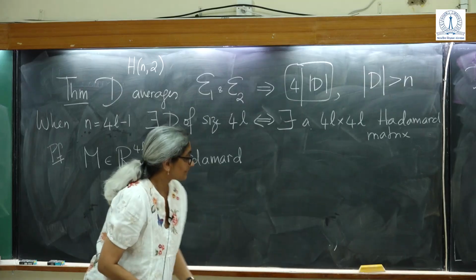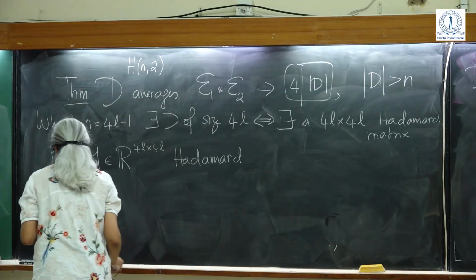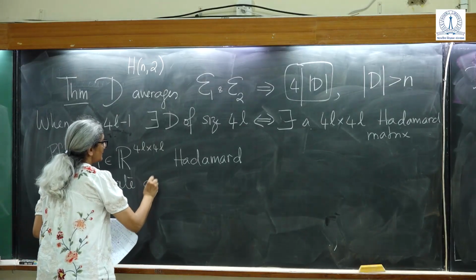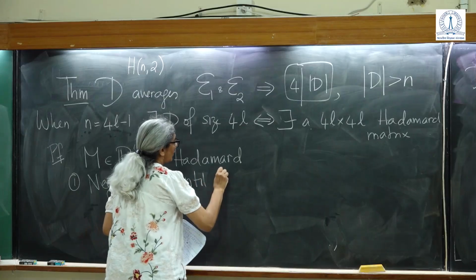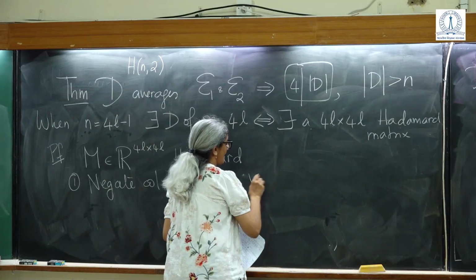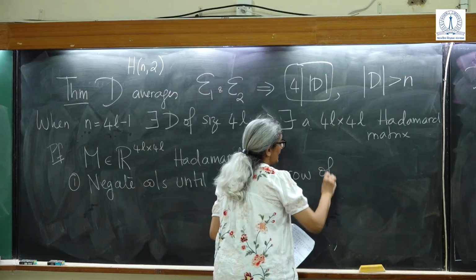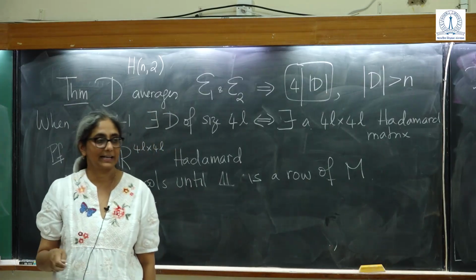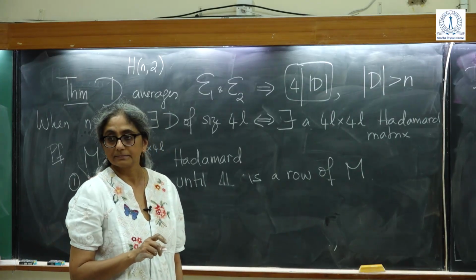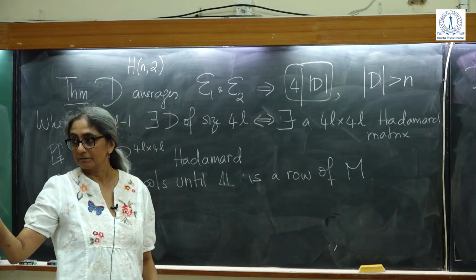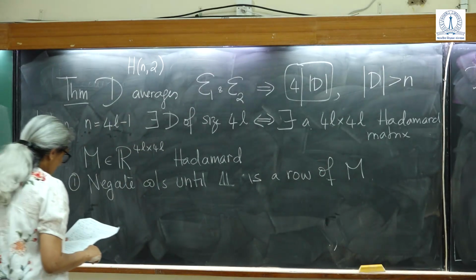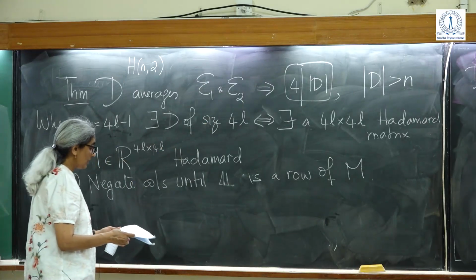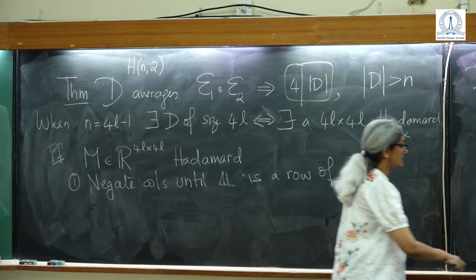In this example, all ones is already there, so I don't have to do anything. But this is step 1: negate columns until the all ones is a row of M. And then we'll work with this M. It's a new M, but I'm still calling it M. Everybody okay? All right, so this is the first step. So let's assume we have all ones in the top row. And now let's work with this matrix since it's already sitting here.